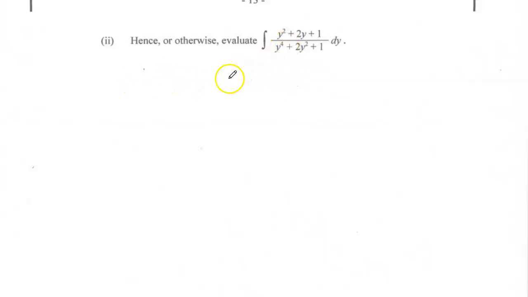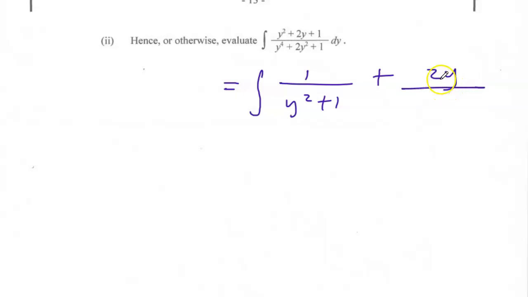Hence or otherwise, evaluate. You'll recall that this expression was equal to 1 over (y^2 + 1) plus 2y over (y^2 + 1) squared, dy. For the first one we can just do integration using an inverse trig function. So a would be 1 there, so that's 1 over a, so 1 over 1 times tan inverse y.